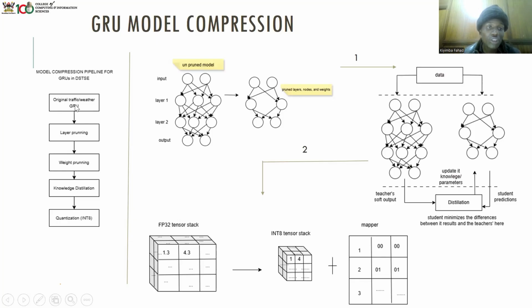We had the original traffic GRU and weather GRU, then we created a student, did layer pruning and weight pruning of the student, then distillation of the student, and then quantization. Then we had the final model. With layer pruning, you're removing many layers or even the nodes themselves, okay? And also reducing the sparsity by pruning the weights, just like you can see here. So we remain with only this layer and this layer, okay? And this other layer we will also prune the node.